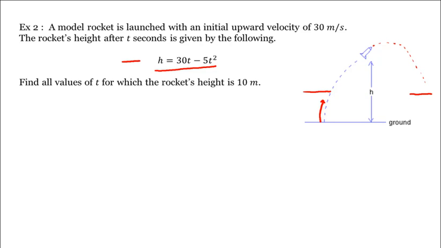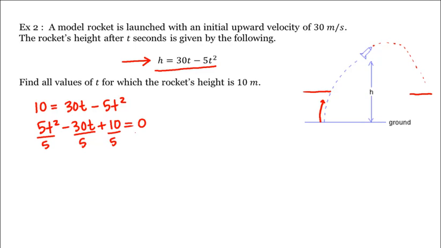And we can find these times by plugging 10 in here for h and solving for t. Namely, 10 is equal to 30t minus 5t squared, and bringing all the terms to one side gives us 5t squared minus 30t plus 10 is equal to 0. And now we can divide everything by 5 to simplify this equation, which gives us t squared minus 6t plus 2 is equal to 0.